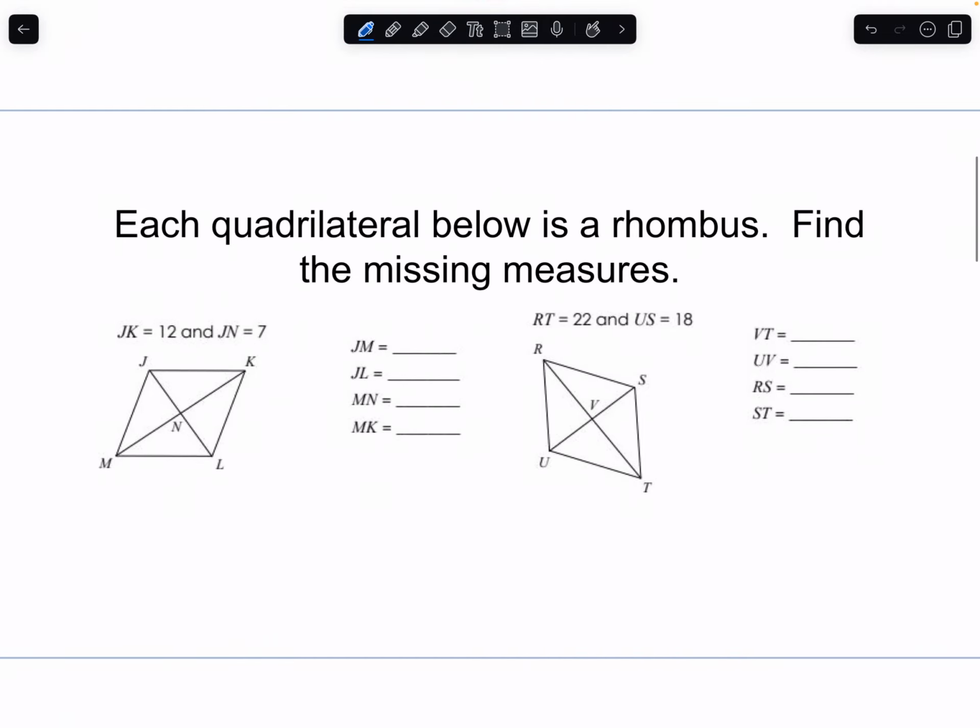So here we have a couple of examples with rhombus. In the first example on the left, JK equals 12. This distance is 12. JN is 7. Let's find missing sides and missing lengths that we're looking for. If I'm looking for JM, I know that on the outside, all lengths are congruent. So I know JM is equal to 12.